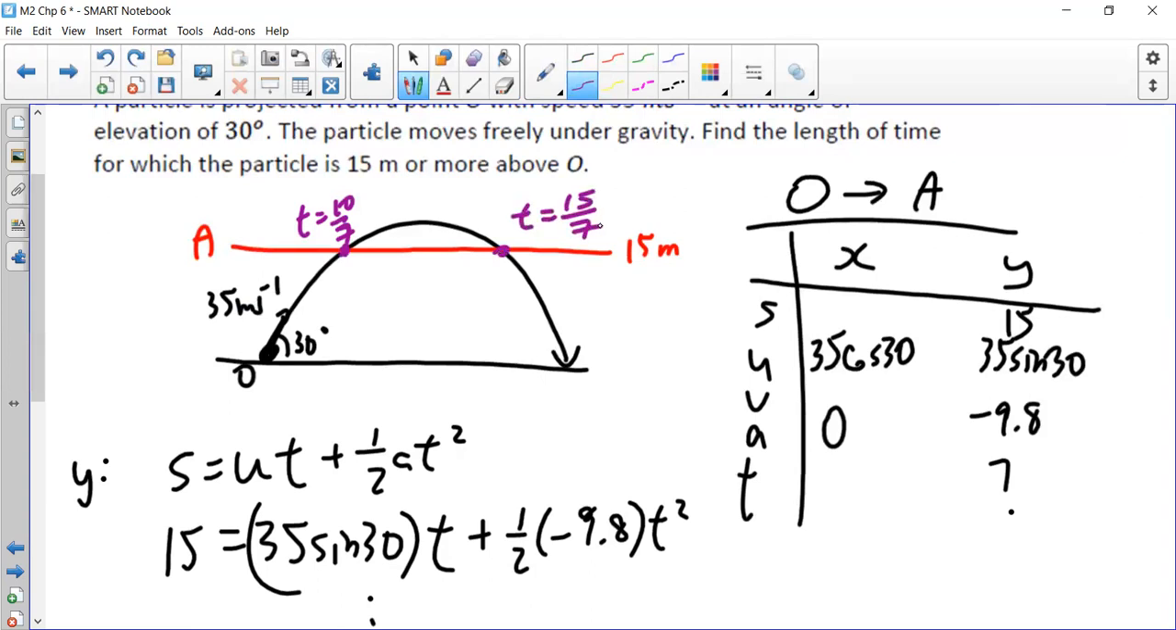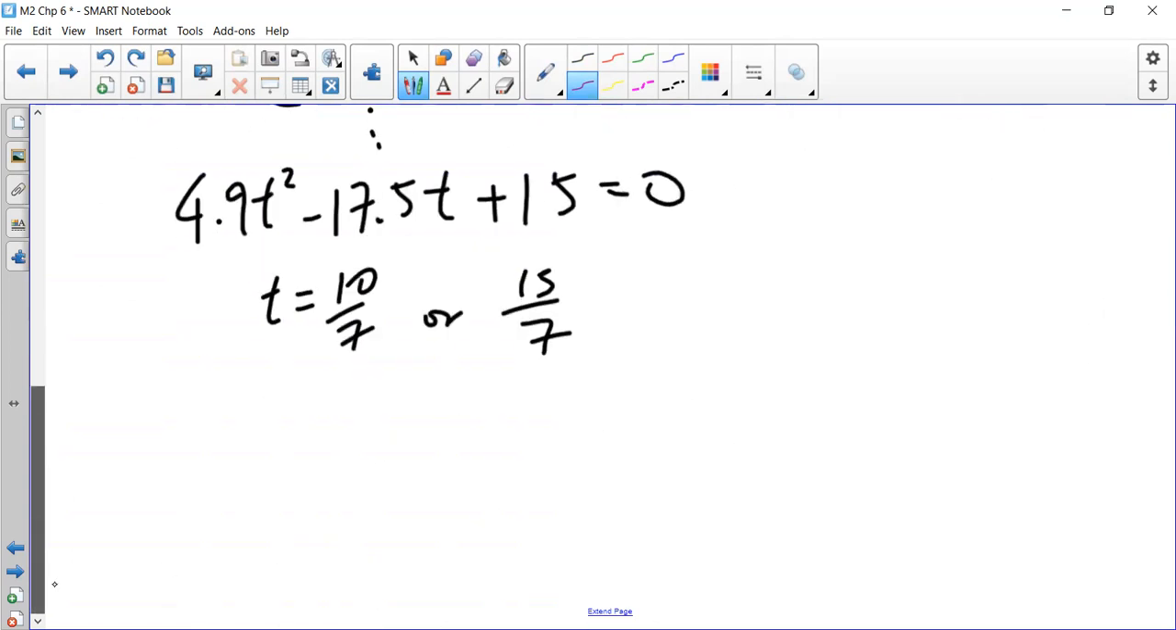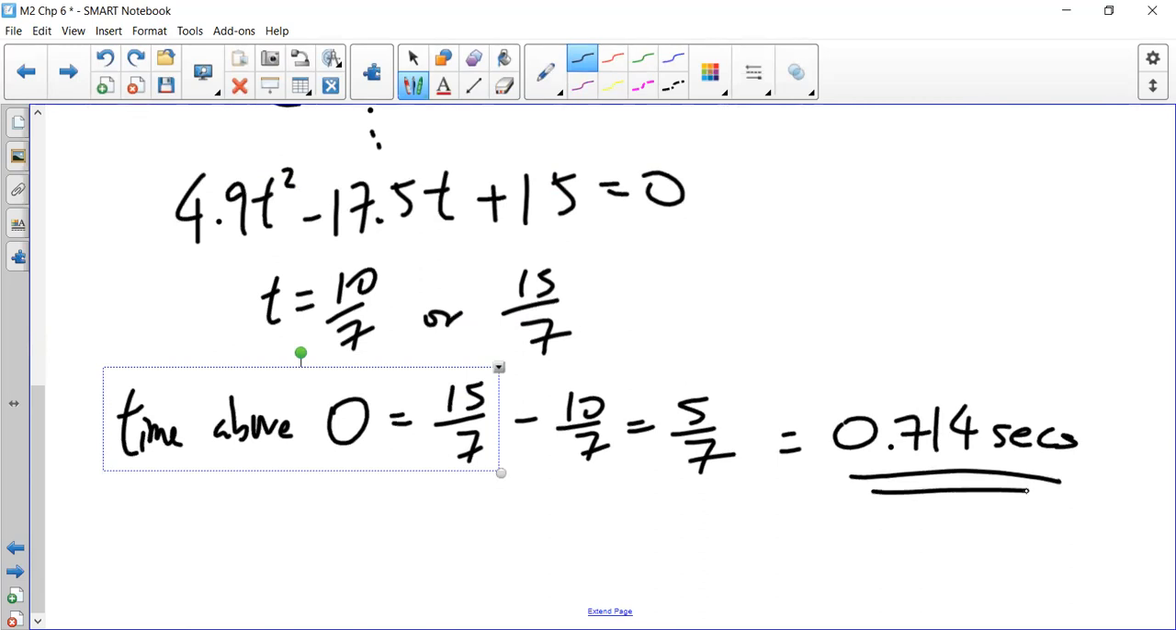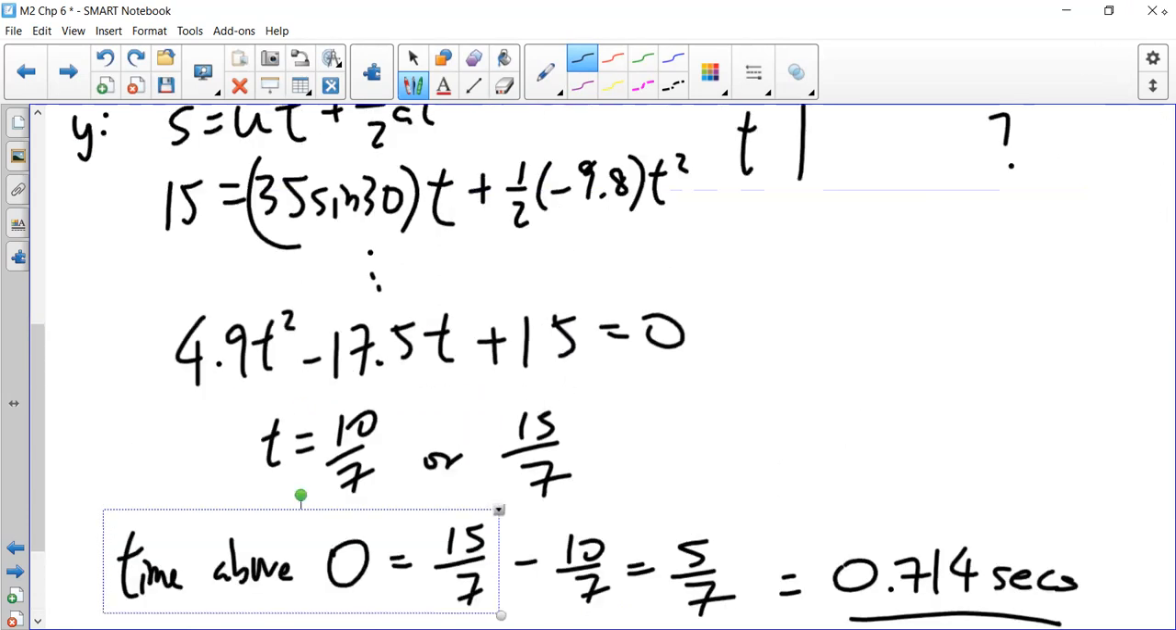So maybe you can tell me, how do we work out a time that is spent over the line A, which is this part here? It'll be the difference in between. So the time above O equals 15 over 7 subtract 10 over 7, which is 5 over 7. And we know no one likes fractions, like a pickle. So we make it a decimal. Even a decimal is quite ugly. An ugly beef patty is still better than a nice gherkin. Ew.